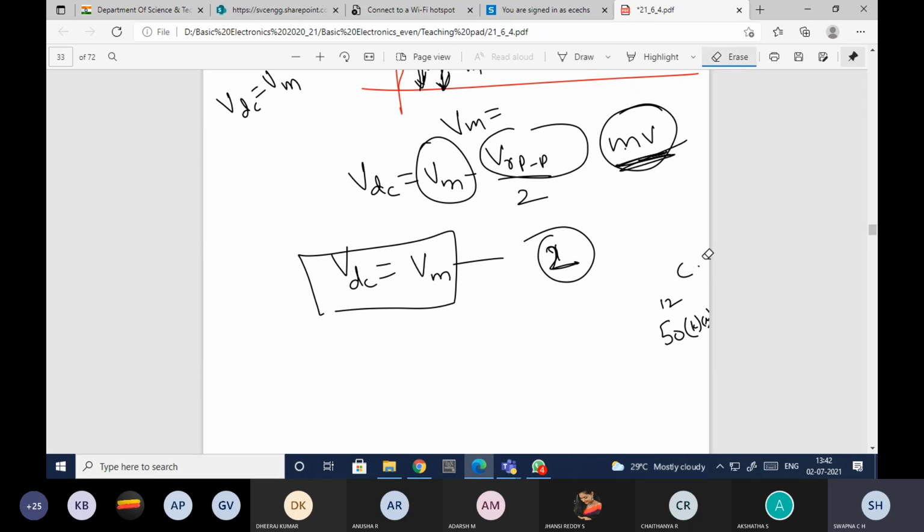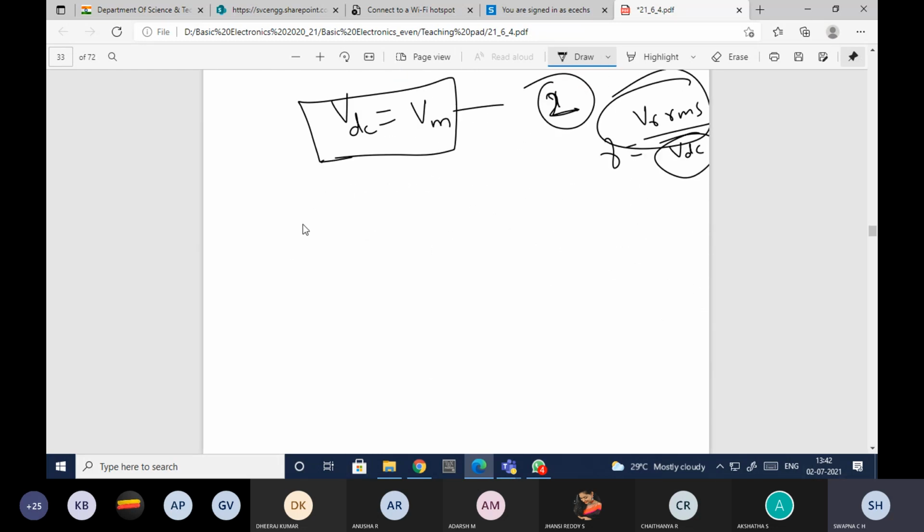Since the VR peak to peak value is very less, we can neglect it. So finally VDC is equal to Vm. The ripple factor gamma is nothing but VR RMS divided by VDC. We have got VDC. Now we need to find the RMS value of the ripple. So what is the ripple you have?